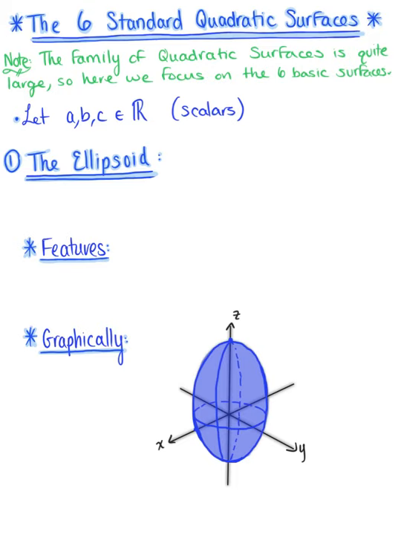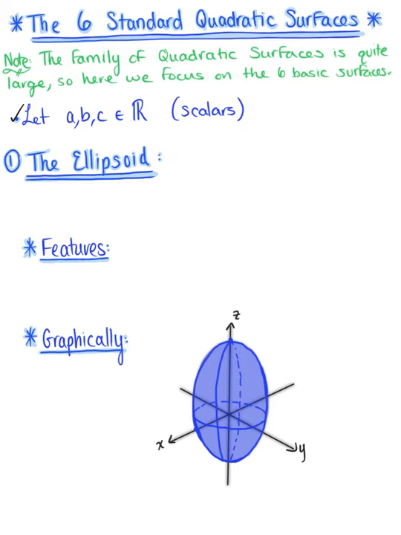So here we are looking at the 6 standard quadratic surfaces. And while the family of quadratic surfaces is quite large, we're going to focus on these basic 6, and we'll be able to use them to derive different adaptations of the quadratic surfaces. I want you to note as we get started that a, b, and c are going to be our scalars. These are constants or real numbers.